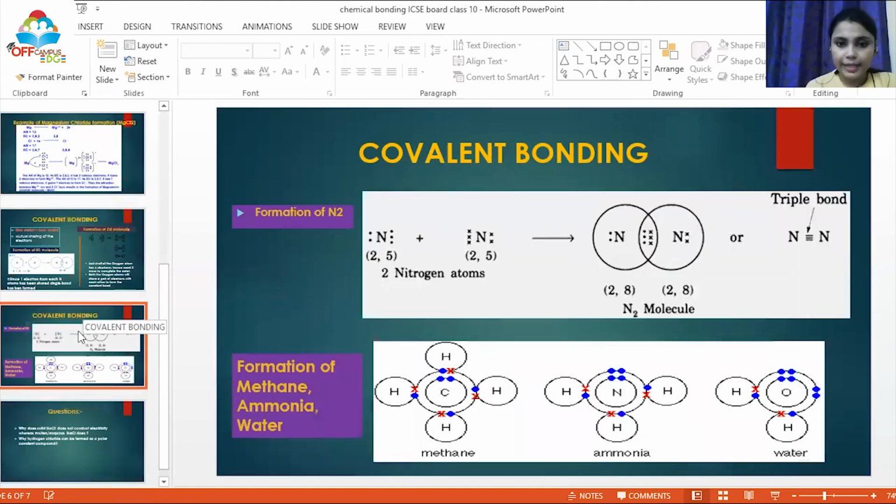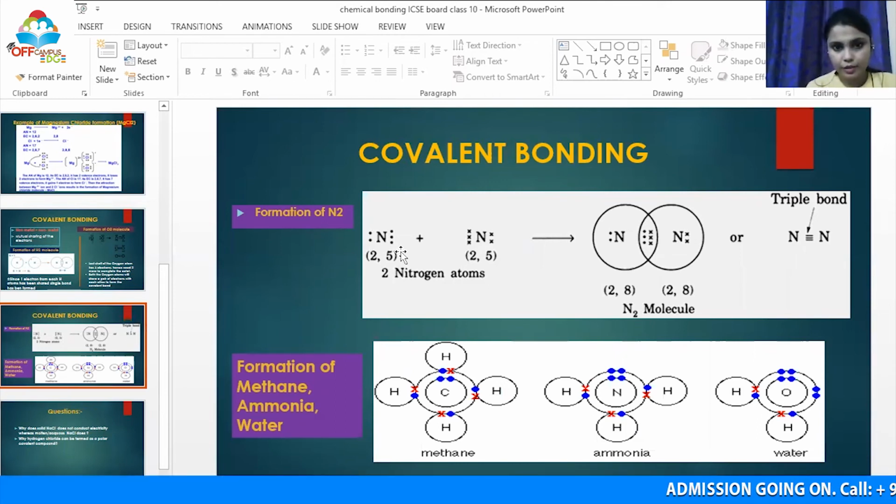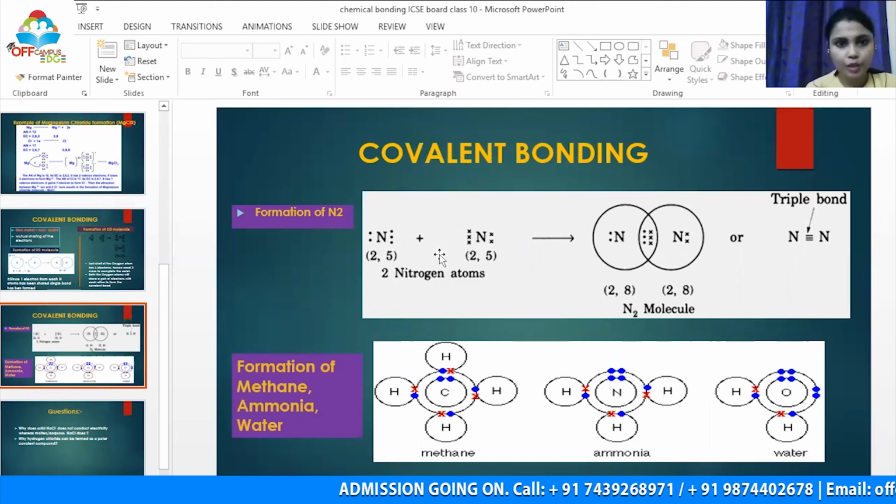Let us go on to the next slide. Similar covalent bonding can be seen in the formation of N2 molecules, but here a triple bond is formed. We can see the electronic configuration of N is 2, 5. That means it has 5 electrons in its last shell and hence requires 3 more to attain the octet. So each of the nitrogen atoms shares 3 electrons with the other to complete the octet.